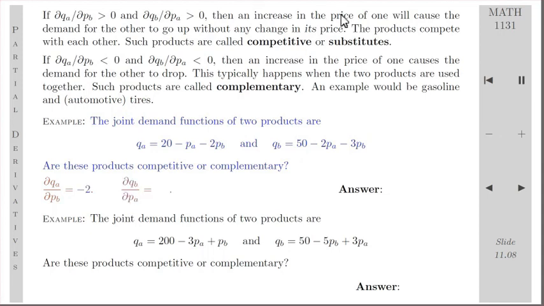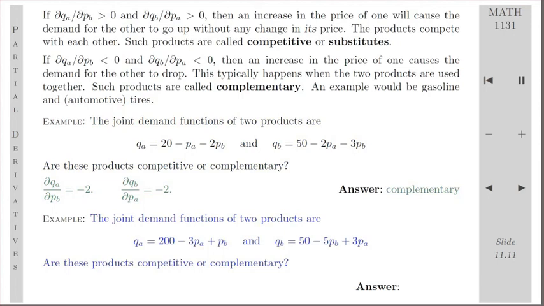The other cross partial is the partial of QB with respect to PA, where I have 50 minus 2PA minus 3PB in the function. So when I differentiate, I get 0 from 50, minus 2 from PA, and 0 from PB. Because I'm differentiating with respect to PA, I treat PB as a constant. The first term I have absolute constant 50. Second term I have minus 2PA, the derivative is negative 2. The third term I have only PB, I treat that as a constant, its derivative is 0, so I just get minus 2. Since both cross partials are negative, these are complementary products.